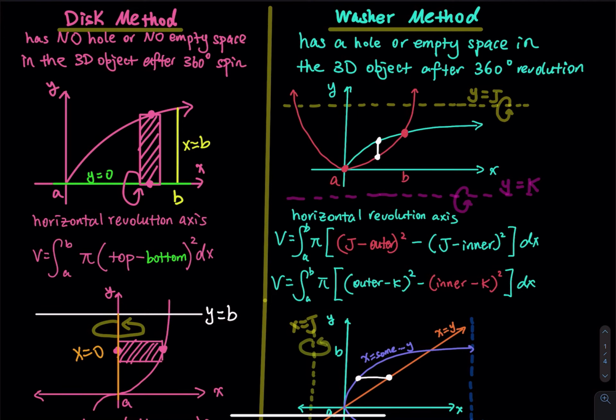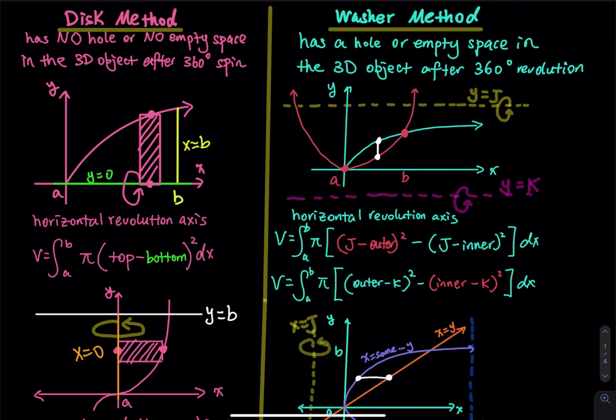So let's take a look at the first one. So the first one, I have a red curve and a green curve. So this one I want to do 2 revolutions, one about y equals j and one about y equals k. So the j and the k, they are horizontal revolution axes. So therefore, we will be using an x integral. But the way you set up the radius is a little bit different.